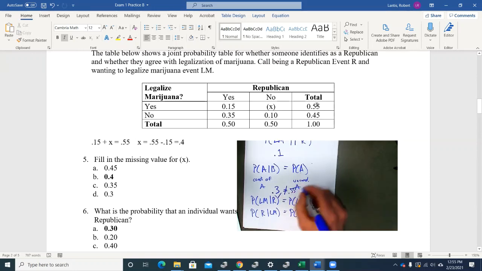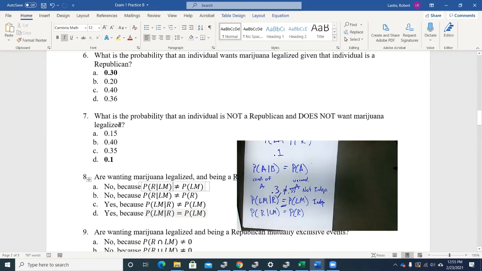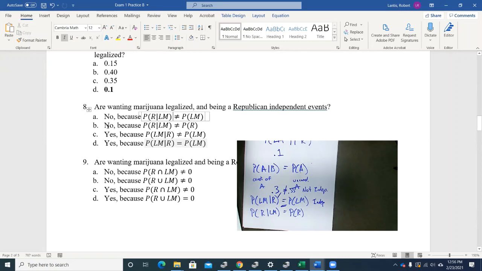Well, those aren't the same, so we would say they're not independent, right? They're only independent if this equality holds, okay? Here, it doesn't hold. They're not the same thing, so we would say no, they're not independent. We already ruled out A, so if we're looking for an answer of no, it's B. They're not independent because this conditional probability isn't the same as the unconditional probability.